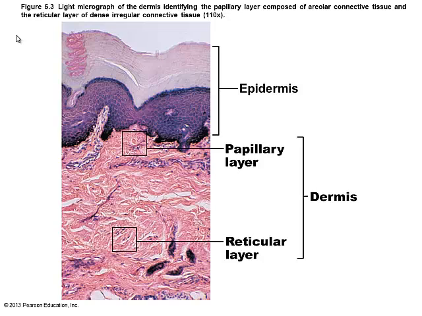Reticular connective tissue. The epithelial layer and the dermal layer don't meet flat like this. They meet like this and create little ridges as the epithelial layer grows. That layer is called the papillary layer.